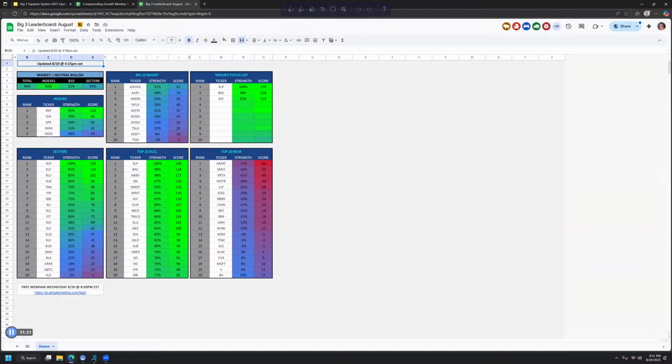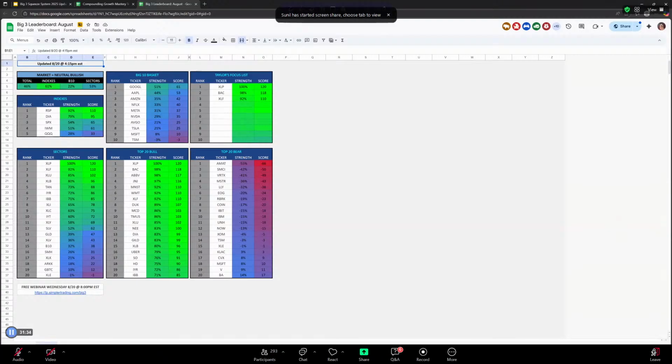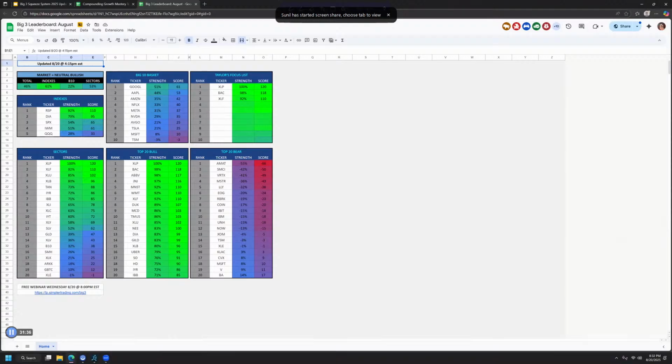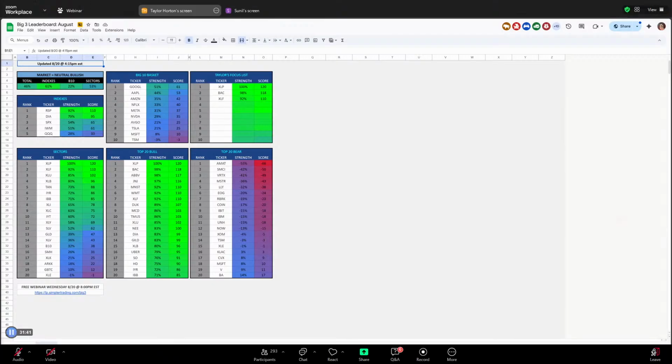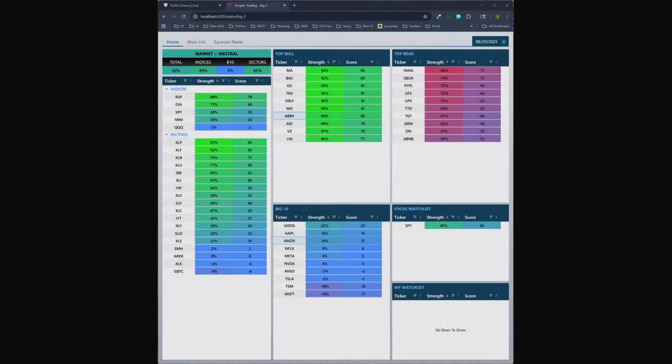Yep, will do. So we just wanted to give you a sneak peek of what's the next evolution of Taylor's spreadsheet, essentially. Keep in mind this is still under development and subject to change, but wanted to give you a quick sneak peek. So we've taken the spreadsheet and turned it into a full-fledged web application, right? You can see this is your home screen, and you have the same top bull, top bear, Big 10, focus watch list, your indices, your market summary.